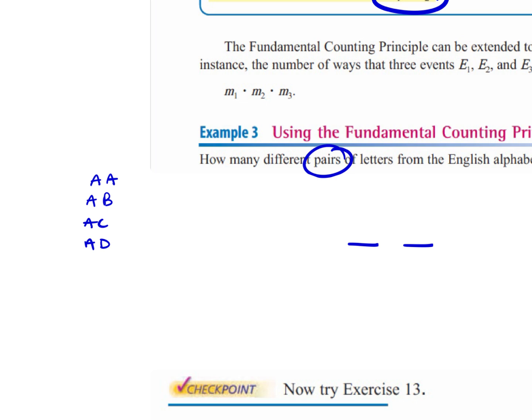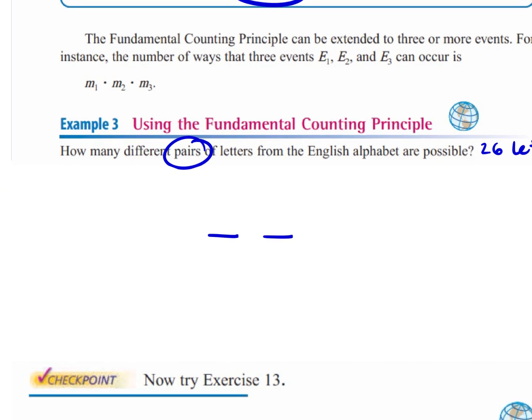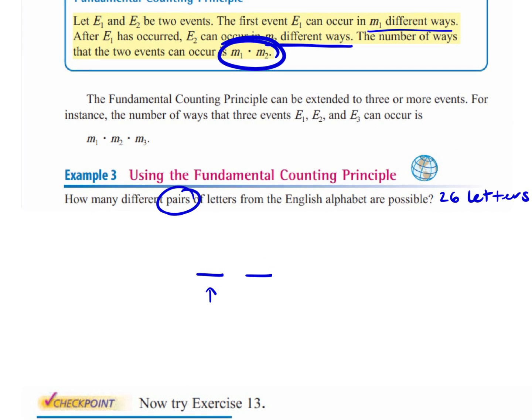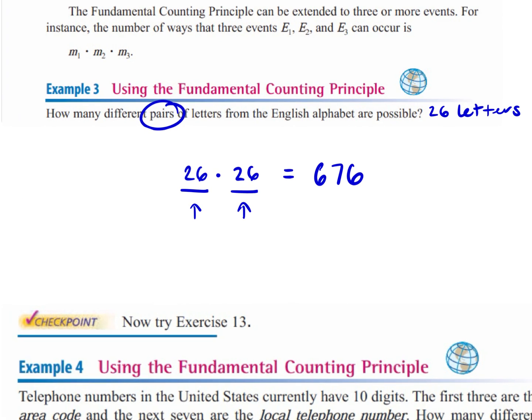Yep. So we have a mathematical way that we can come up with the amount of possible pairs. How many different options could I have in the first letter for my pair? 26, because it could be 26 letters. How many could we have in the second? 26. We could also have 26. So we multiply these together to find out the total amount of pairs. So 26 times 26 would be 676.